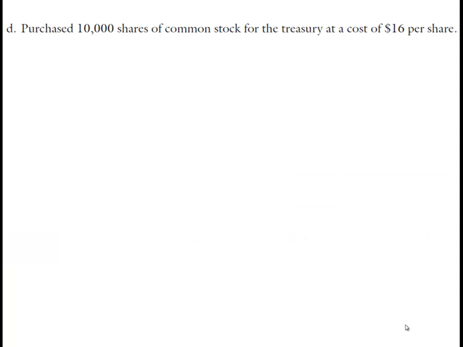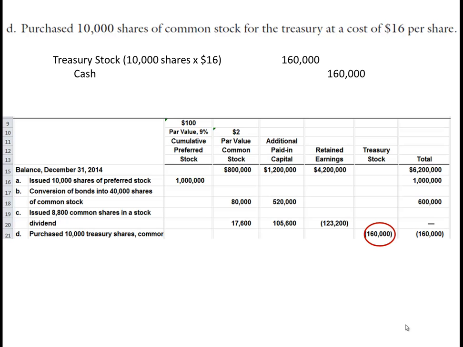Part D, we purchased 10,000 shares of common stock for the treasury at a cost of $16 per share. So we did treasury stock transactions, and what's happening when we purchase treasury stock is we're increasing our treasury stock account and we're decreasing cash. But when it comes to the statement of stockholders' equity, we're only concerned with the treasury portion. So if we take our 10,000 shares times our cost of $16, it would be a decrease of $160,000 because when we buy treasury stock, it's always a decrease on our statement of stockholders' equity and also in the balance sheet.